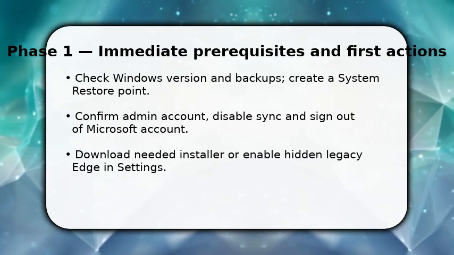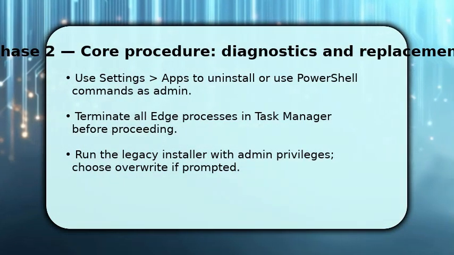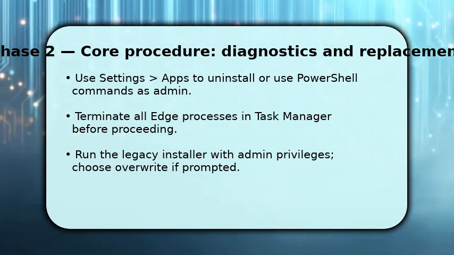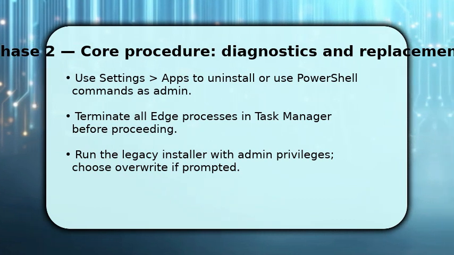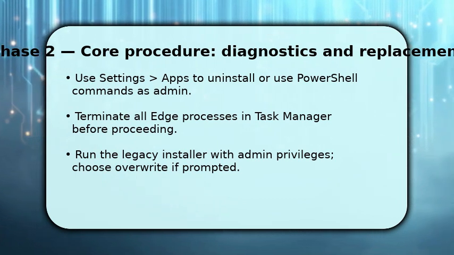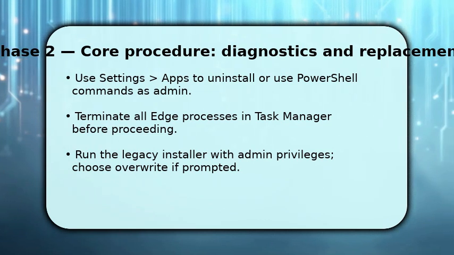Now uninstall the Chromium-based Edge variant. Open Settings, Apps, find Microsoft Edge and try uninstall. If that option is missing, open an elevated PowerShell and run the uninstall command for the current package. Make sure to close all Edge windows and kill any background processes in Task Manager first, otherwise files stay locked.